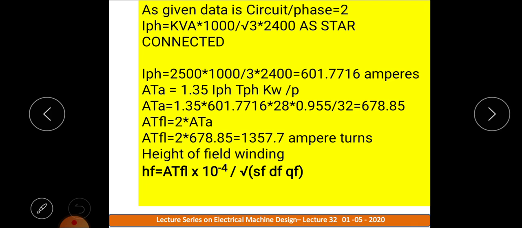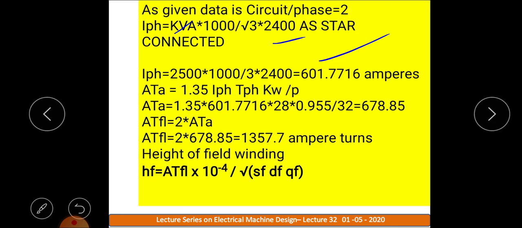Now the current per phase we need to calculate. For that, we can use this equation: kVA into 1000 divided by root 3 into 2400, that is the line voltage given. Since it is star connected, divided by root 3 we need to make. So IPH, we are going to calculate as 601.7716.